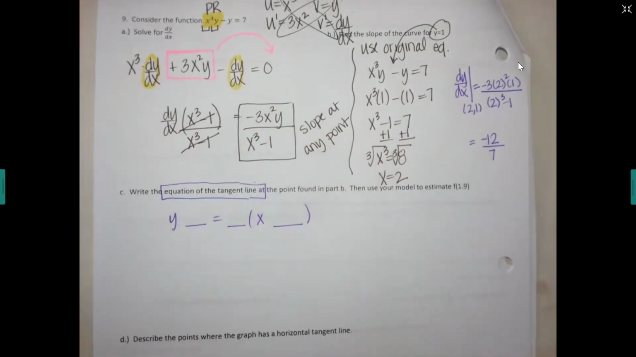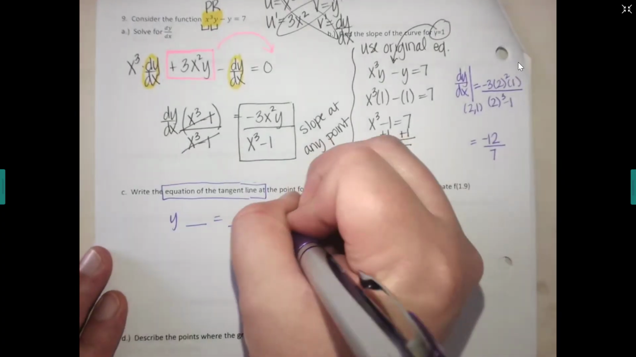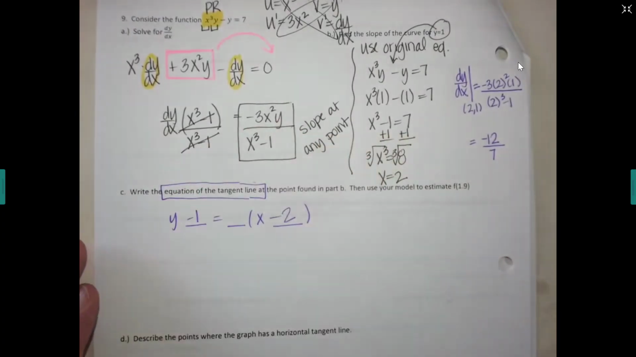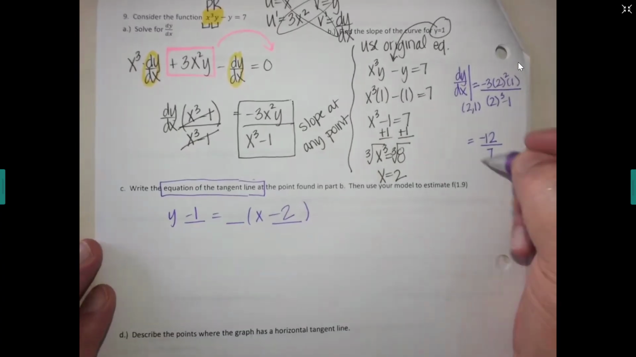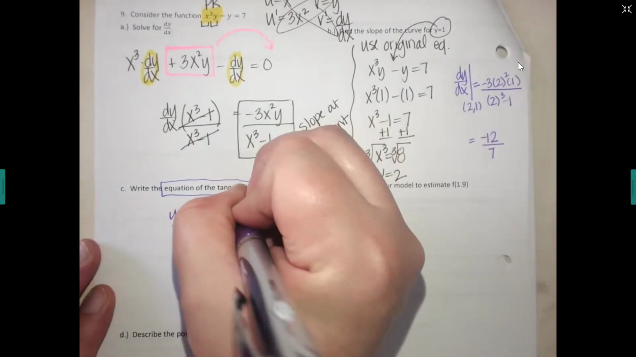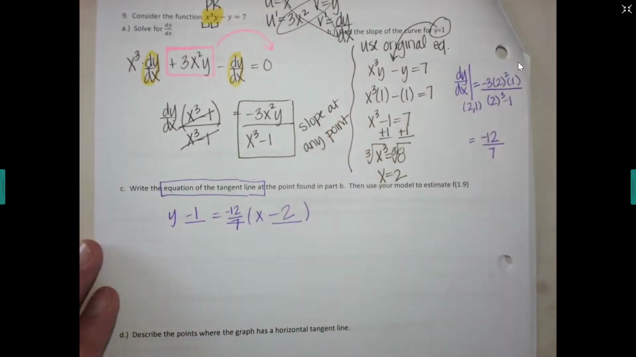And then I know my point is 2, 1. So that'd be a minus 2 and a minus 1. And then remember my slope goes in true to sign. So if it's a minus 12 over 7, I would just leave it just like that.